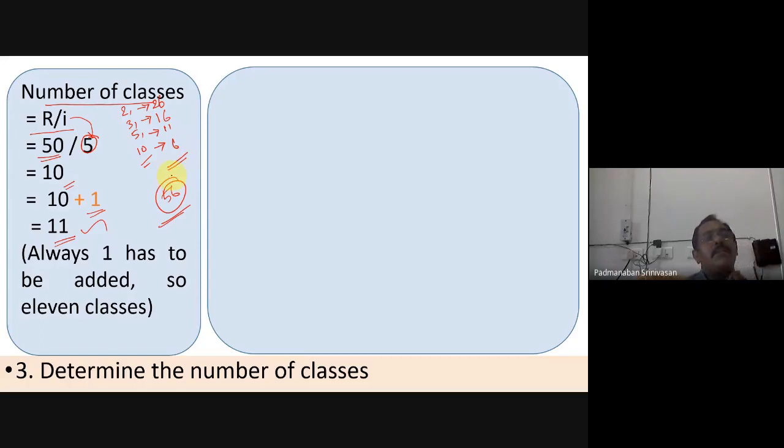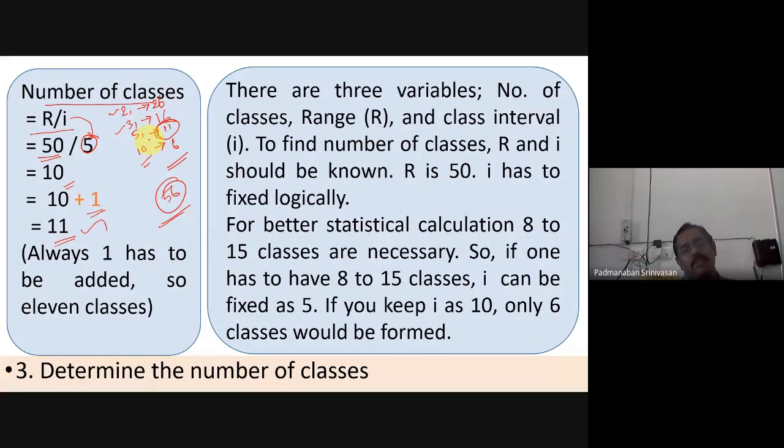Right. These are the number of classes. And what statisticians are saying is that you should get some 8 to 15 classes. That will be a good measurement, and it will be good for further calculation of mean, median, mode. All those things will be better if you have classes between 8 to 15. So 3 and 2 give more than that, and 10 gives less than that. That is why I have put 5.